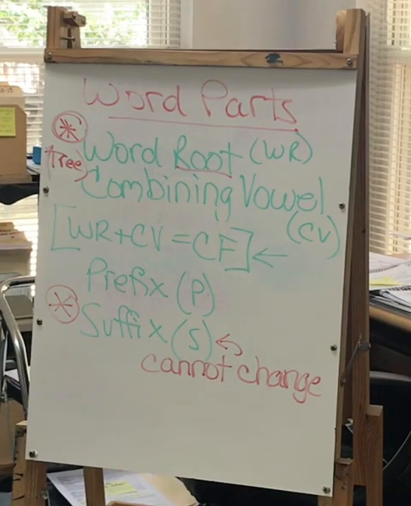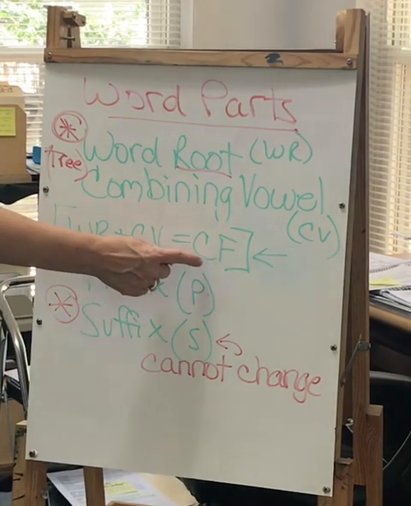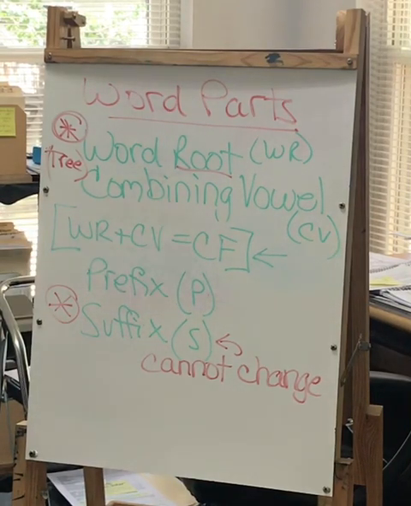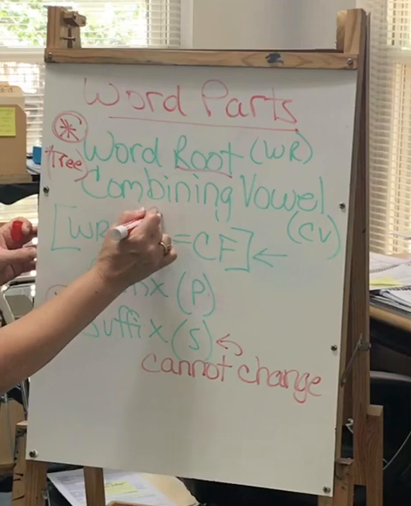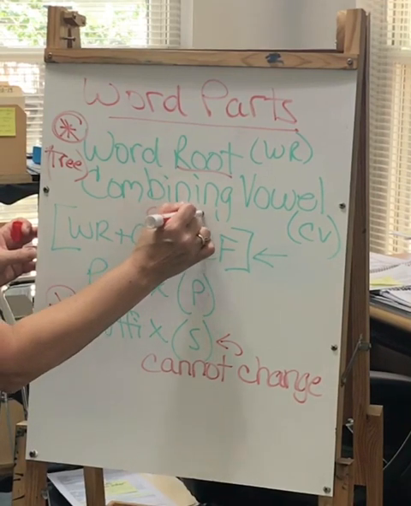Combining vowel is the second word part. The combining vowel, which is abbreviated CV, is always going to be, 99% of the time, and I will alert you to whenever it's not, and you'll see it in PowerPoints, it's going to be an O. And that O you see on certain pages in your books as a word root plus a combining vowel gives you the combining form. In other words, you might see something like this. I'm thinking of one from chapter 1. Arthr / O.